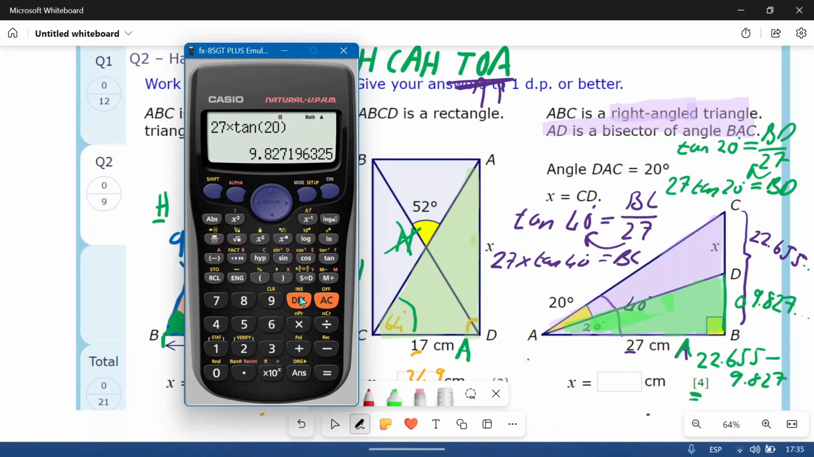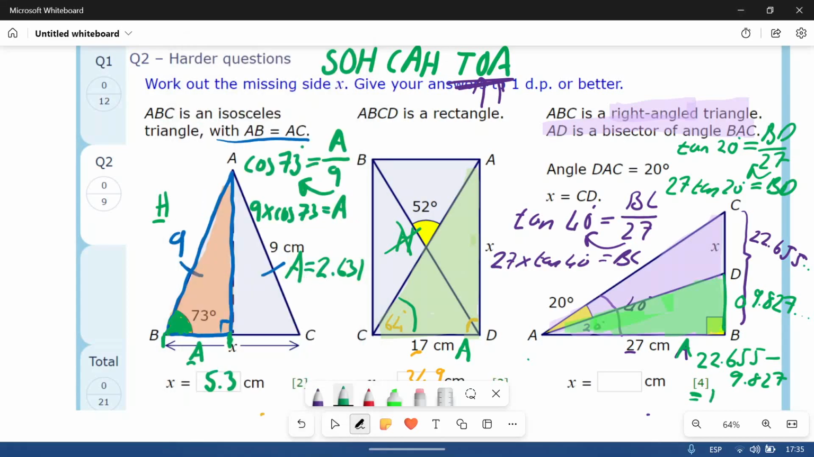Let's do that. 22.655 minus 9.827 is 12.828, and now is a fine time to round it to one decimal place, 12.8. So you've got the answers.